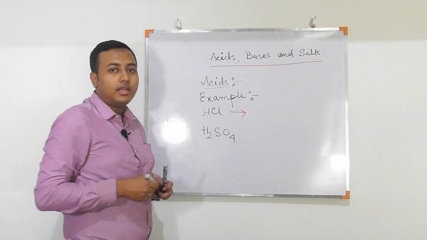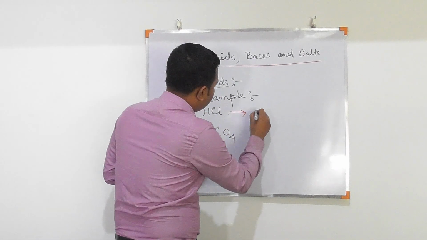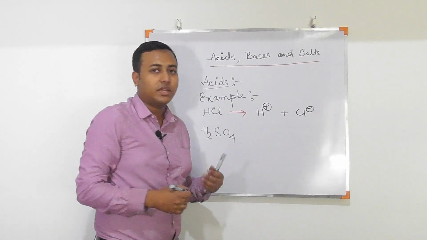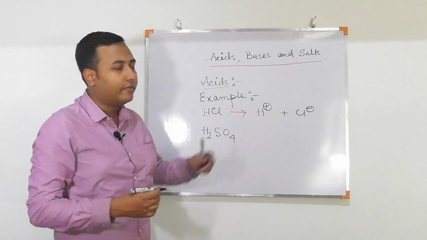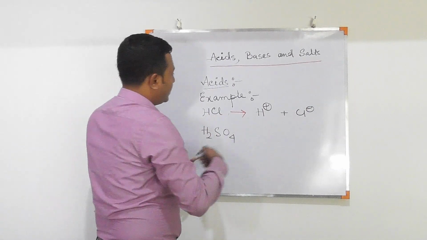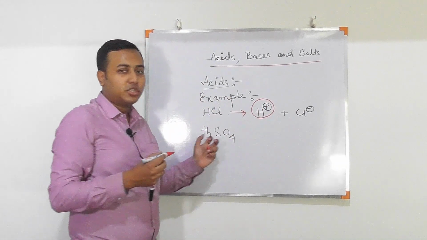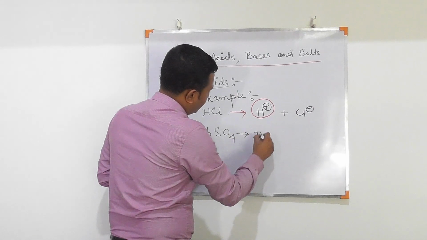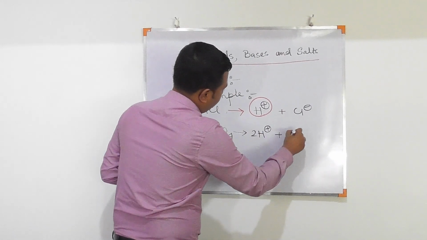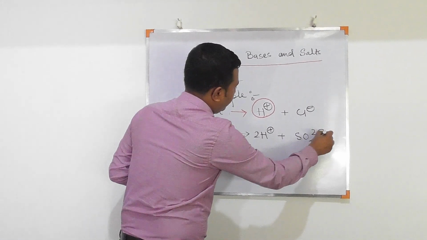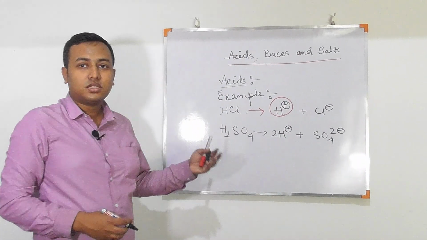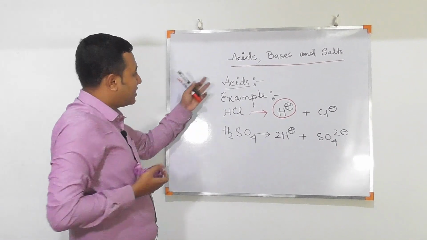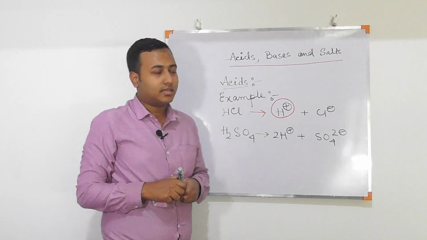Because HCl and H2SO4 can give H plus in aqueous medium. That means in water they can give H plus. So because of the H plus, these species can act as acids. Here from H2SO4 we can get 2H plus and one SO4 2 minus. These acids are sour in taste.